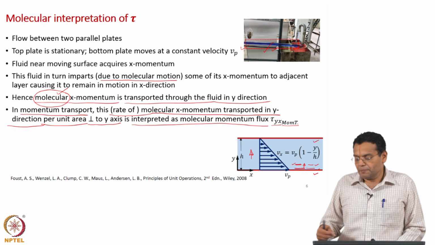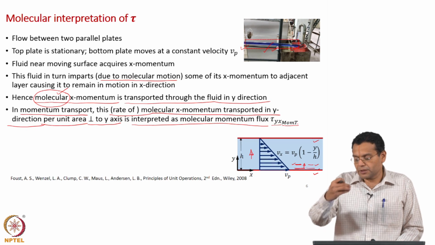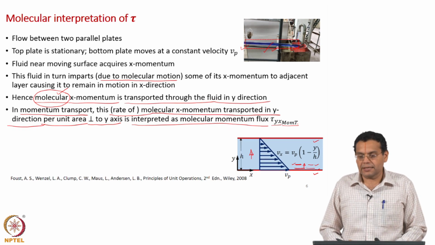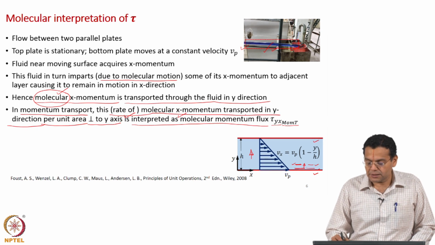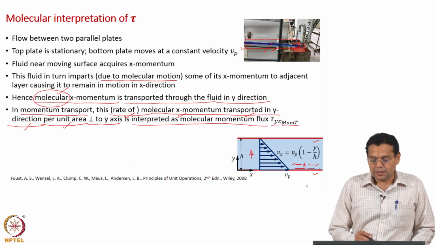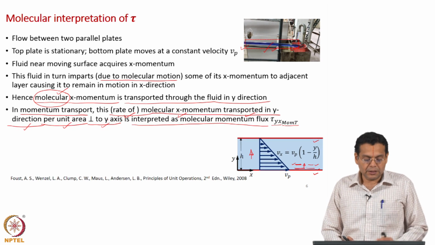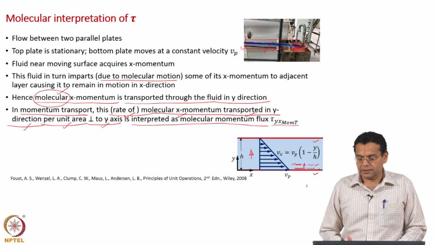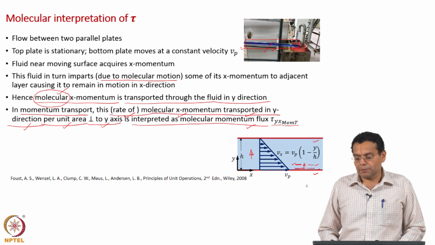Let us read it again. What is it that we are doing now? A few minutes back we discussed x momentum being transported in the y direction. Now, we are trying to quantify it, or express it as a flux. So, the rate at which that molecular x momentum is transported in the y direction, per unit area perpendicular to the y axis. Several terms are there here: one is rate, molecular x momentum, then in the y direction, and per unit area perpendicular to the y axis. And that is interpreted as the molecular momentum flux, tau yx momentum transport.